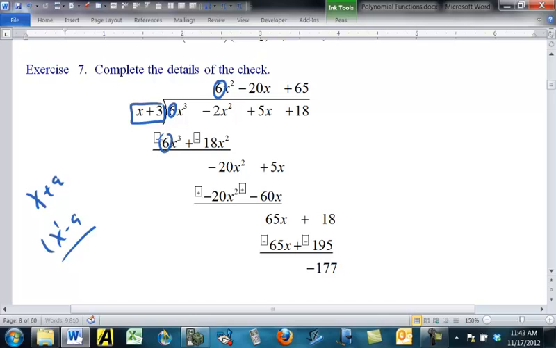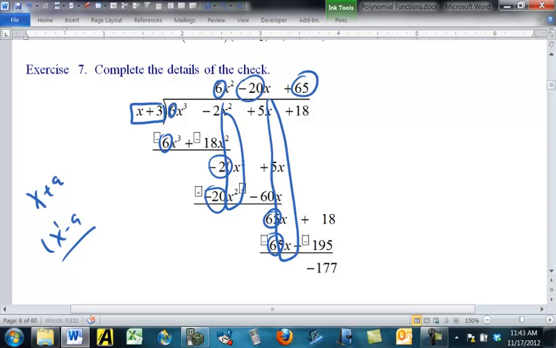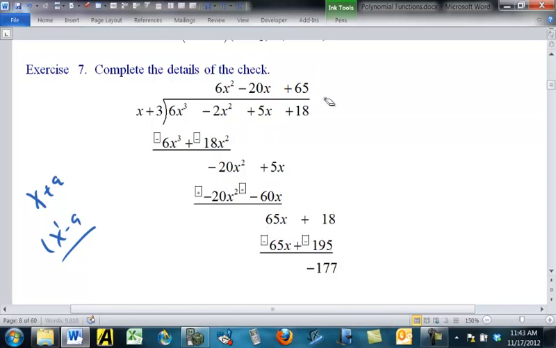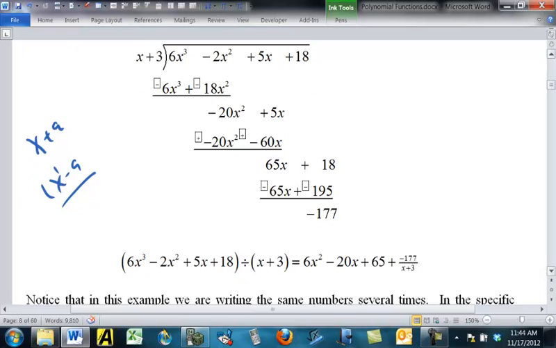Look at all these 6's, the same number all over and over again. Look at these negative 20's, over and over again. Even the 65 appears again and again. Look at all these x squares. Look at all these x's. We've got a lot of repetition here. So there might be some way we can simplify this a bit and condense the notation. And in fact, that's what we're going to do.